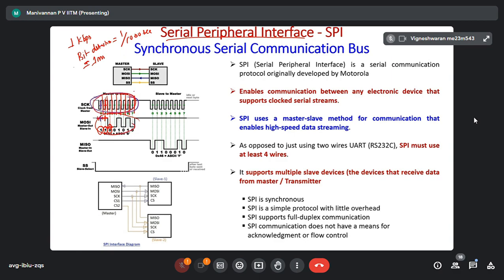And apart from that, there are 2 lines, one for transmission from master to slave, the other from slave to master, then clock, then chip select, then ground. You need approximately 5 wires for serial, but it enables communication between electronics that support clocked serial streaming. It is called clocked serial streaming.